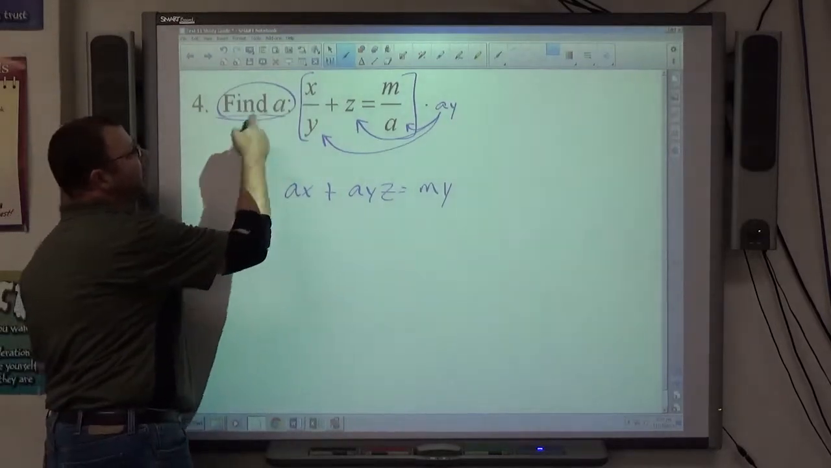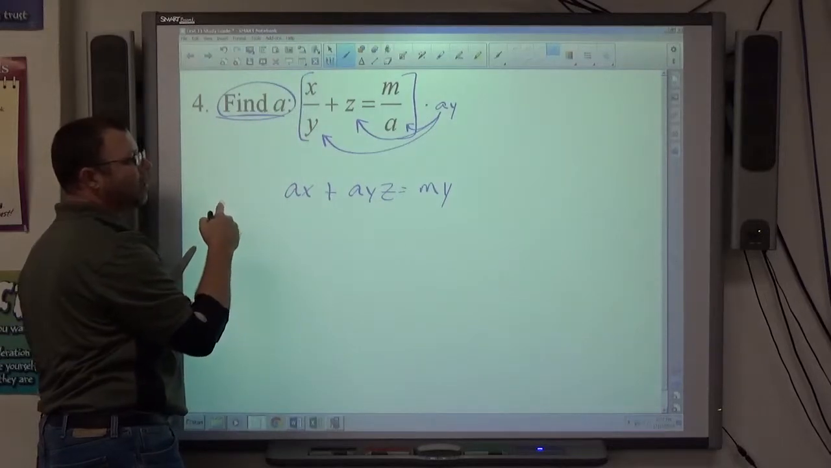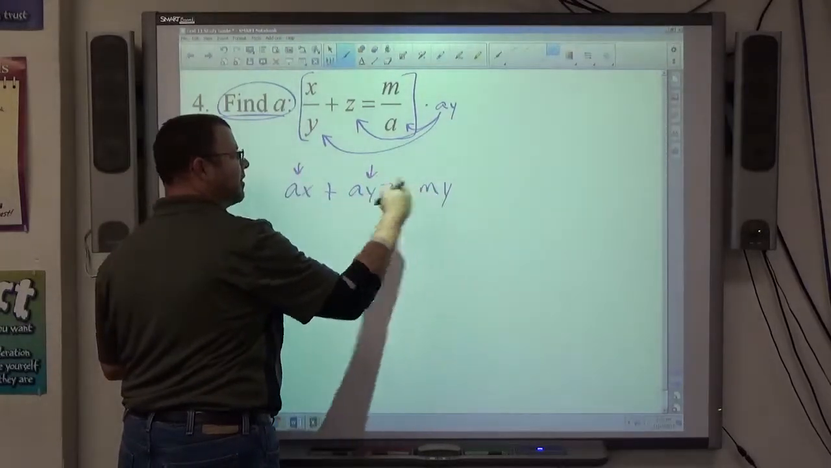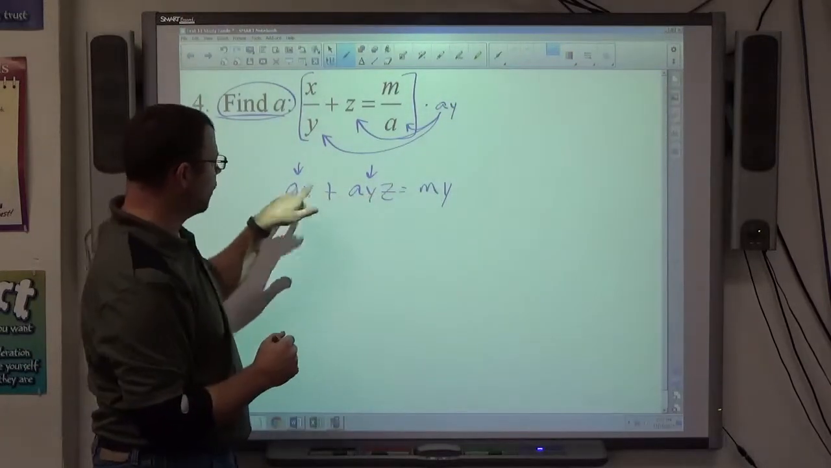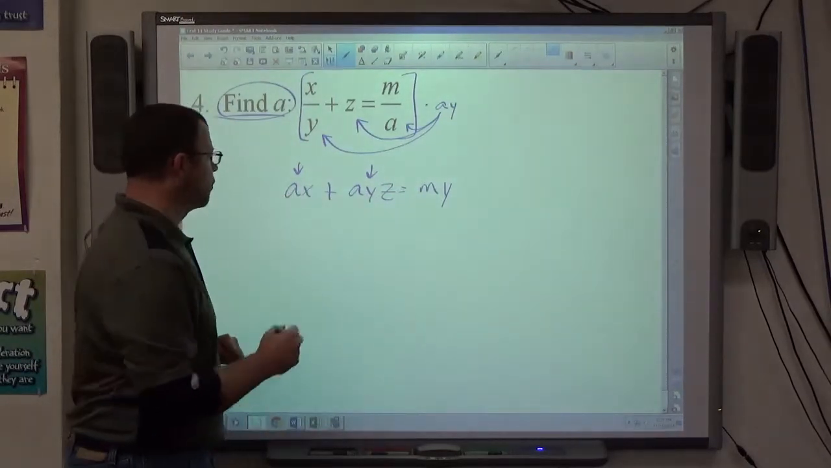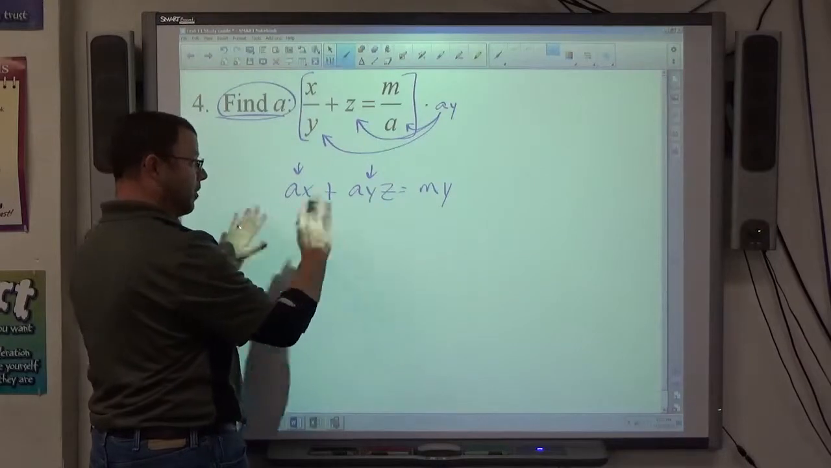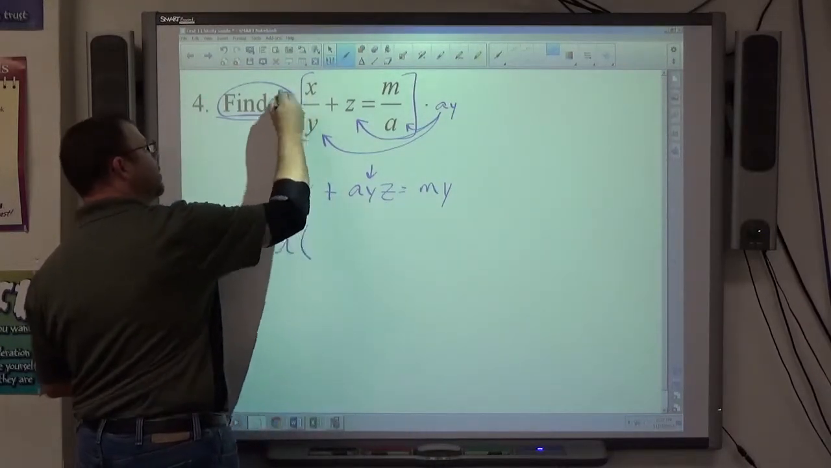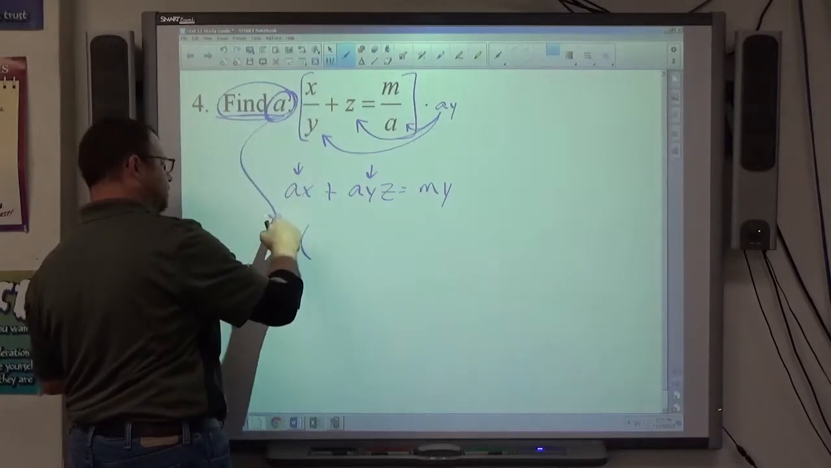Whatever says find, I want to make sure everything containing that letter is on one side, everything not on the other. This has A, this doesn't. Both of these things are on the left, that's on the right, it's ready to go. So once I get everything separated, which is already there, I simply take out my common factor, which is going to be whatever this is. It's always my common factor.